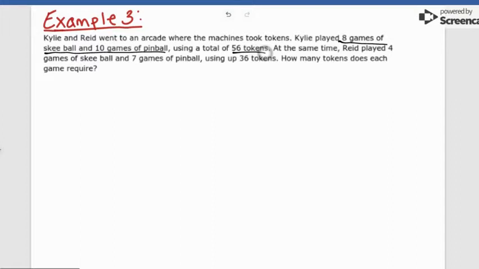At the same time, Reed played 4 games of skee-ball and 7 games of pinball, using up to 36 tokens. So there's another important detail. Usually the numbers are the most important details in these word problems. So how many tokens does each game require?